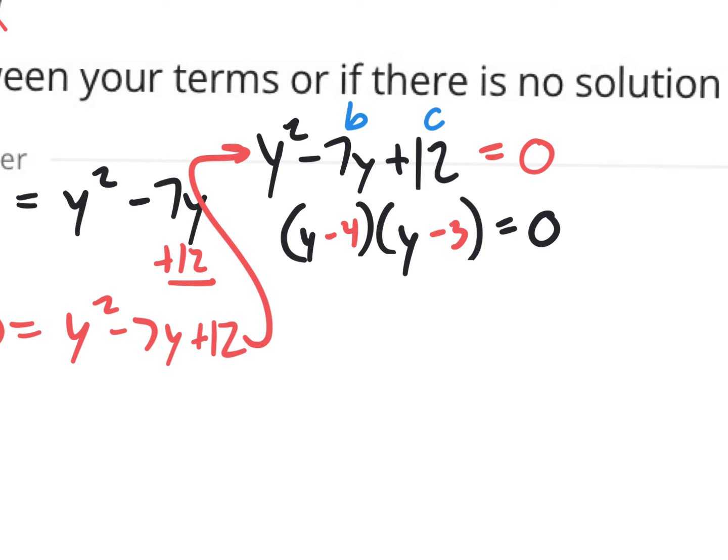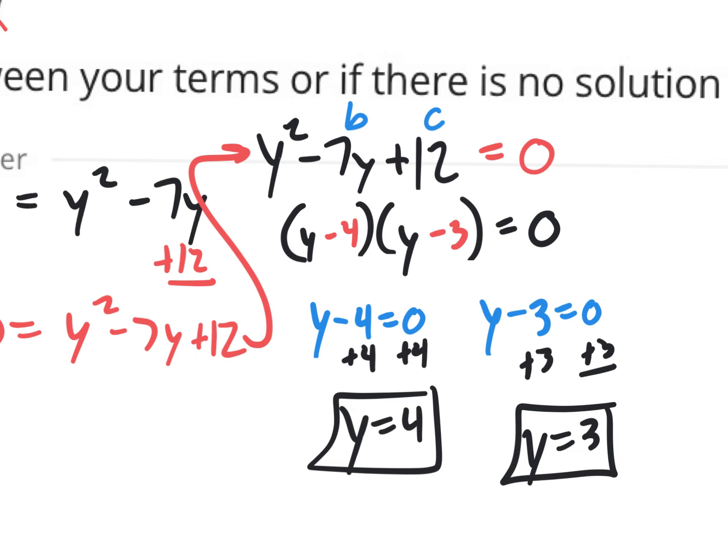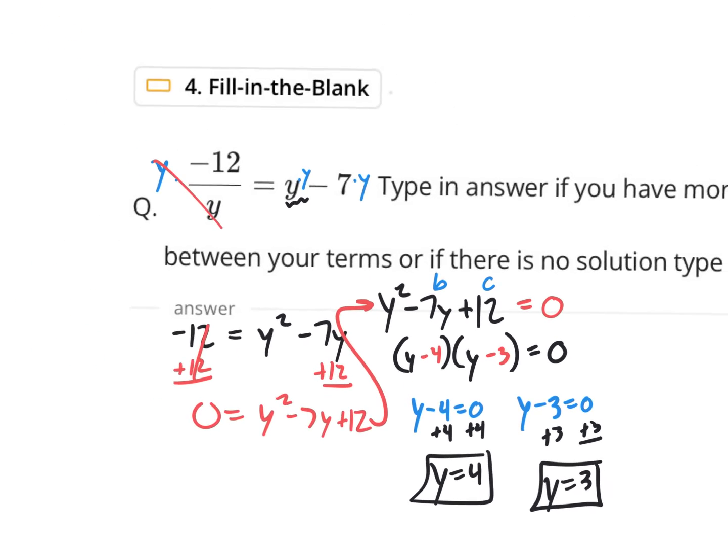And now that you have something times something equals 0, that first something has to be 0 or the second something has to be 0. So that's where the zero product property comes in: that y minus 4 could be 0, and y minus 3 could be 0. So you actually have 2 answers, plus 4, y equals 4, plus 3, y equals 3. So those are your 2 answers, y equals 4 and y equals 3.